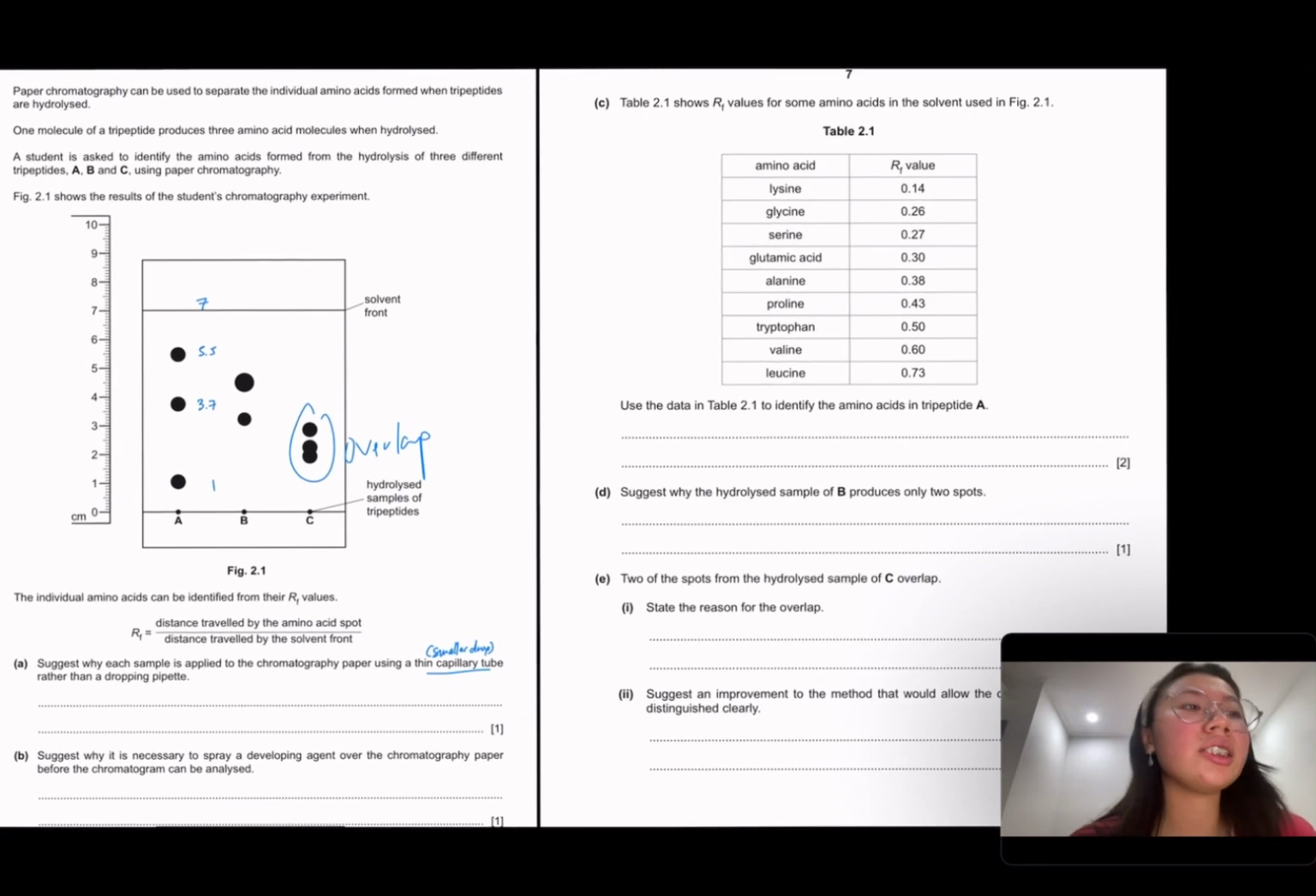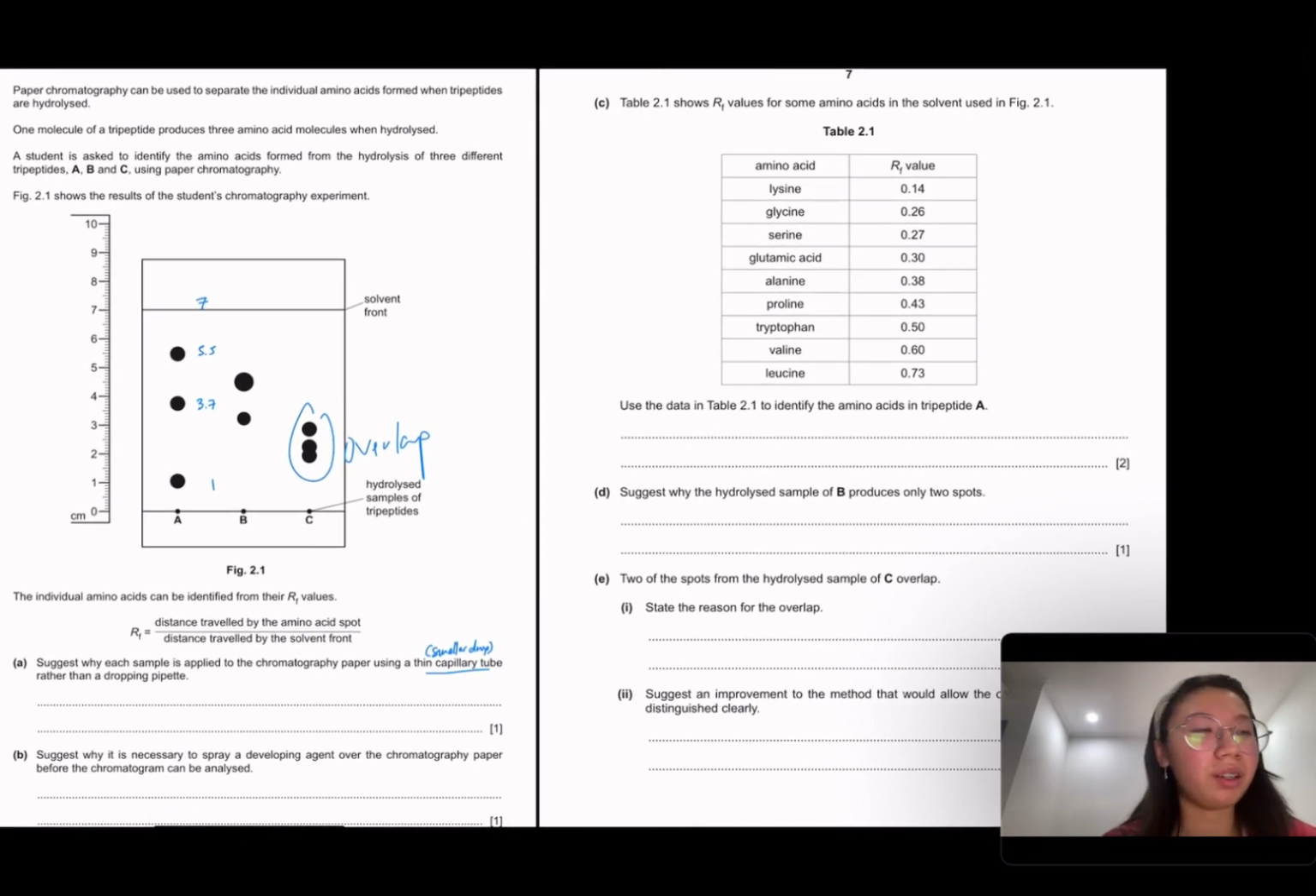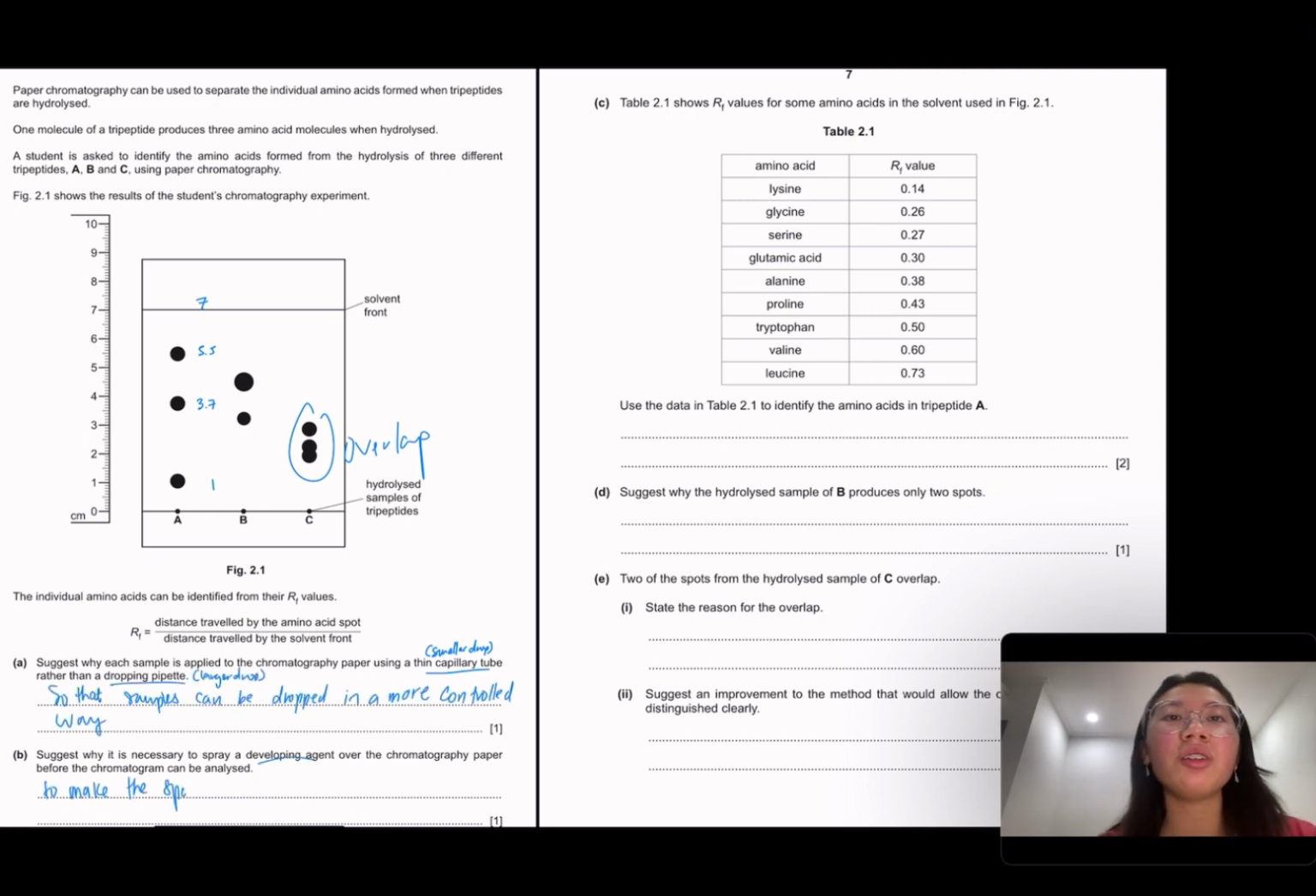Alright, next section, question 2, paper chromatography. So again, this paper has 3 questions instead of 2 questions. So yeah, they tend to be shorter and less intense. Okay, paper chromatography can be used to separate the individual amino acids formed when tripeptides are hydrolyzed. One molecule of a tripeptide produces 3 amino acid molecules, which are, by the way, colorless, so usually it might require you to spray some agent so that the spots are visible.